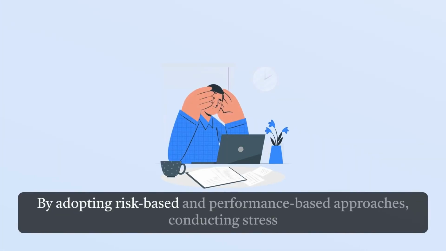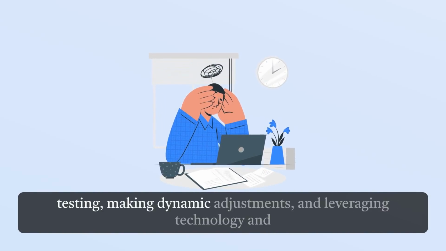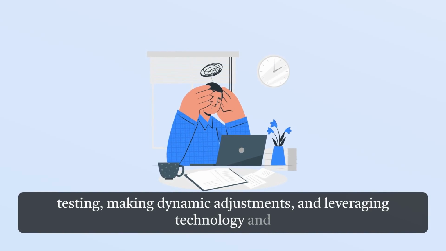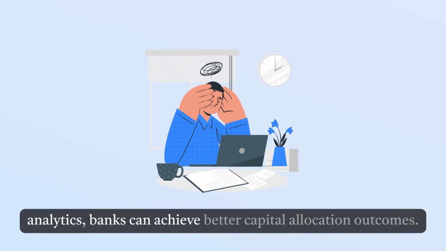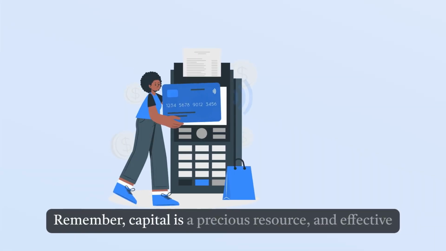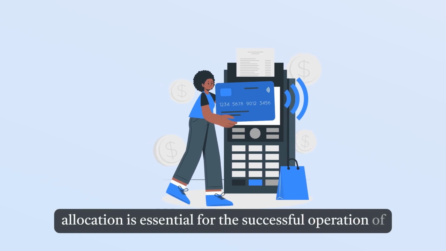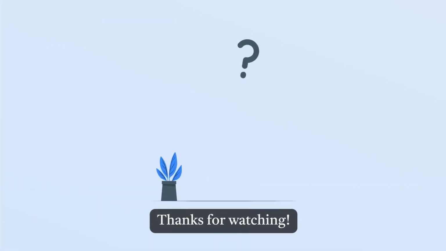By adopting risk-based and performance-based approaches, conducting stress testing, making dynamic adjustments, and leveraging technology and analytics, banks can achieve better capital allocation outcomes. Remember, capital is a precious resource, and effective allocation is essential for the successful operation of any bank.